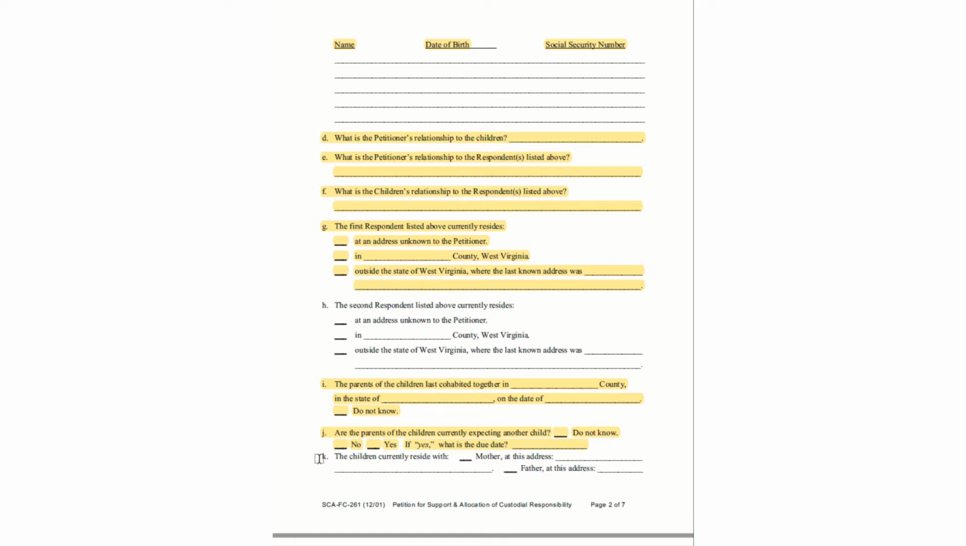On line K, it starts some information about where the children are currently residing. On the first part, you'll see the mother and the address for the mother. And then on the second part, it asks if it's the father, you would mark here and the address where the father lives.